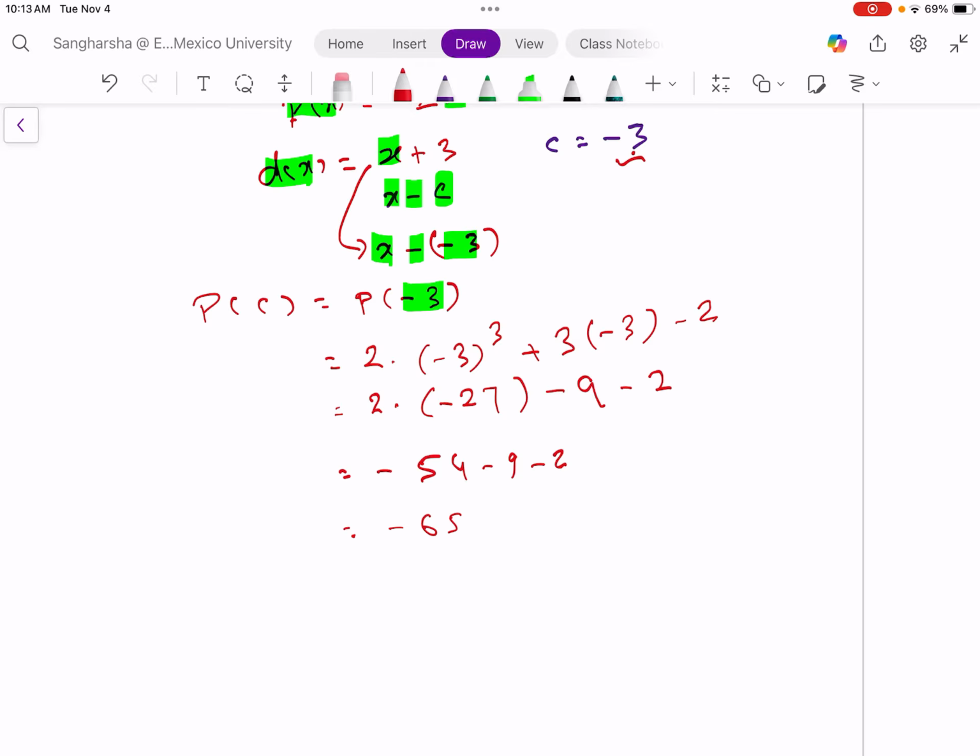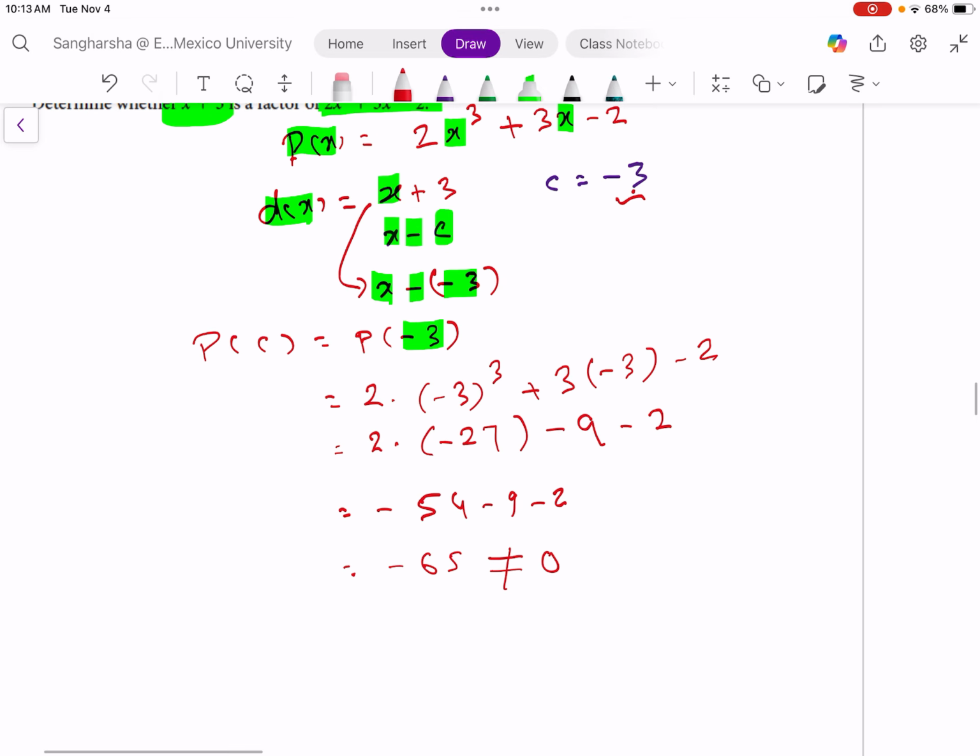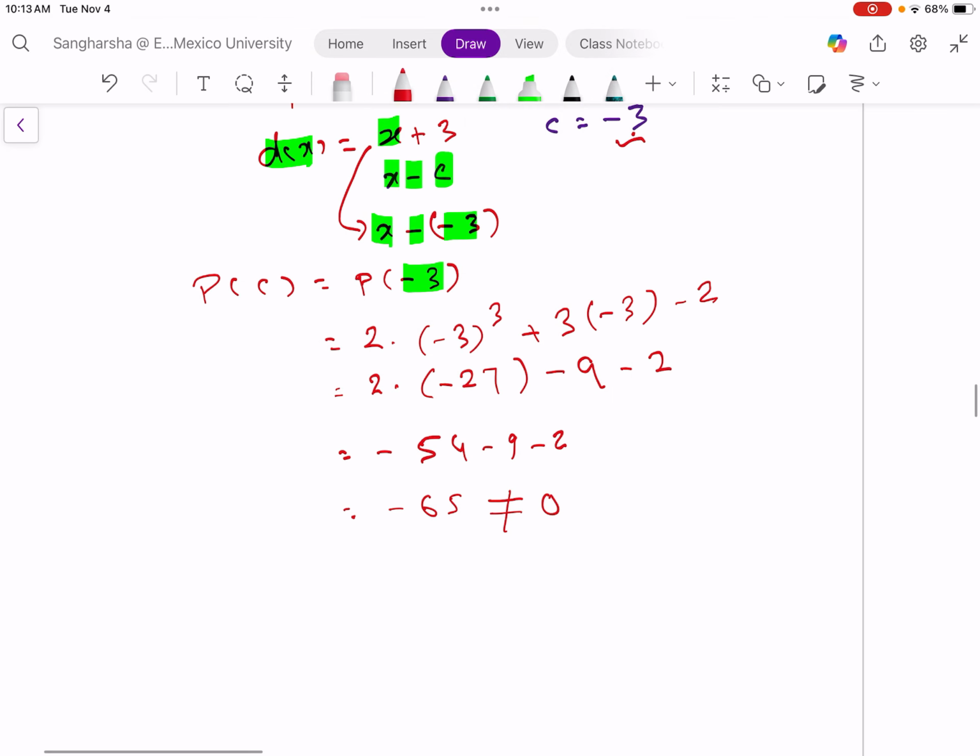And this number is not equal to 0. So it means x plus 3 is not a factor. To be a factor, the remainder has to be equal to 0. So x plus 3 is not a factor of polynomial p of x.